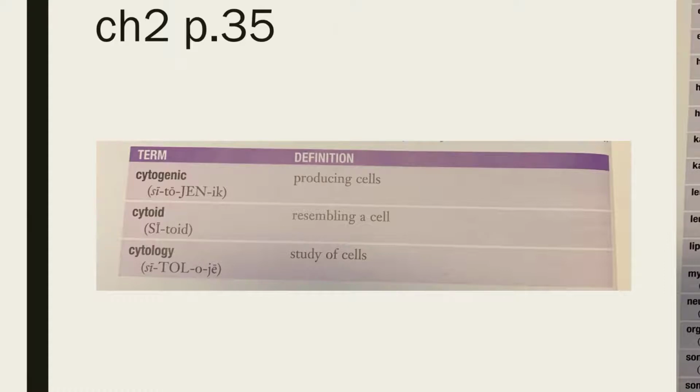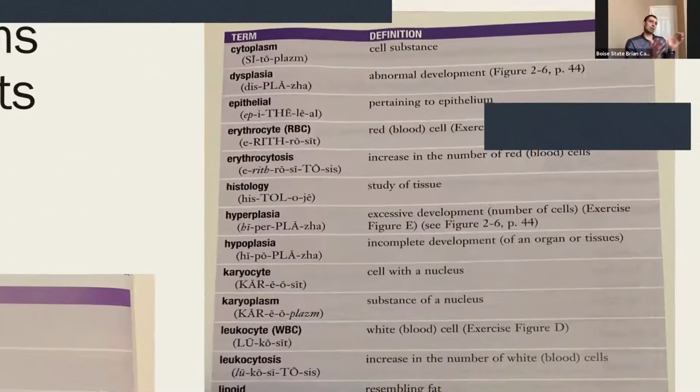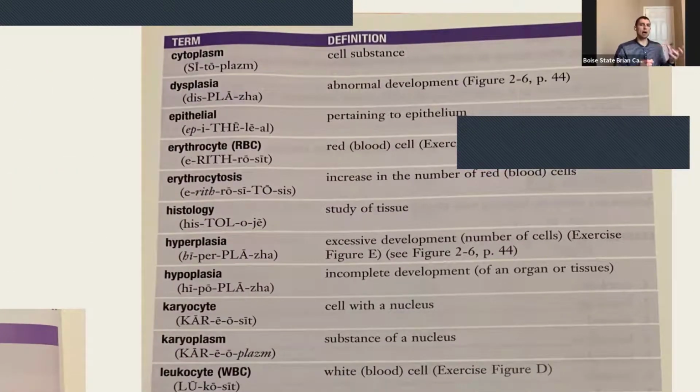Cytoid, so we've got cyte again for cell, and that oid meaning a resemblance, so we get the resemblance of cells. And cytology, which we've used a little bit ago, ology being the study of, and then cyte being the study of cells. So you'll continue to just use that same principle moving from right to left in most cases in order to figure out how we are understanding these terms. The hard part of this is, you know, they're throwing like 100, 200 words at you every chapter.